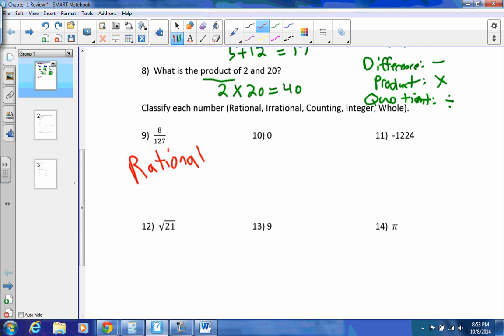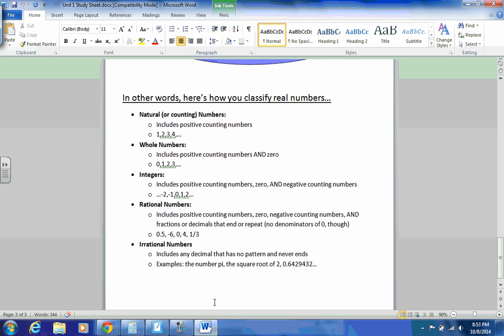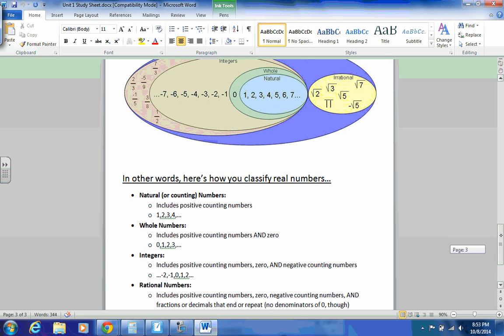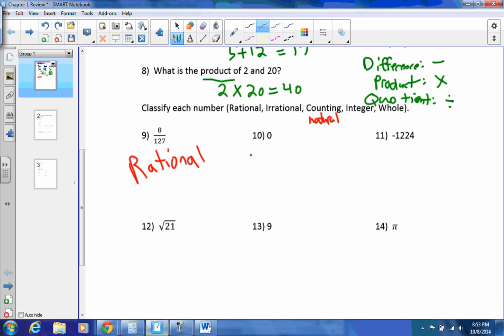All right, and it could be rational, irrational, counting, which is also natural numbers, and then integer and whole numbers. Zero, you might remember, is, well, if you want to look back, I believe it is a whole number. So right here, look at zero is added in the whole numbers. So whole numbers include zero and all positive counting numbers. So it would be a whole number. If you look back, negatives were included in integers.